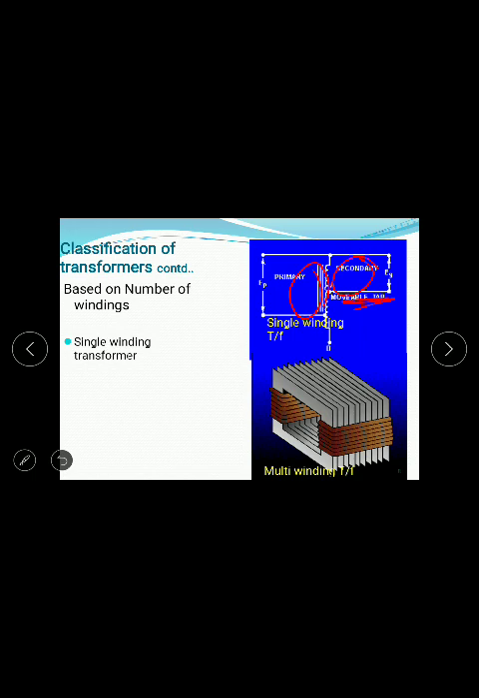Single winding transformer means at the primary and secondary we are using one winding. At the primary side and secondary side, both have a common winding. That is one winding, which is called a single winding transformer. This transformer is called an auto transformer.